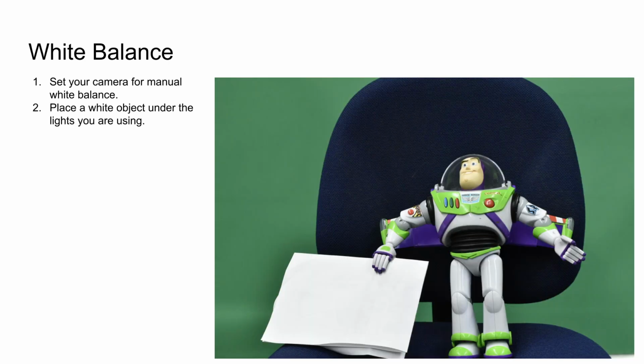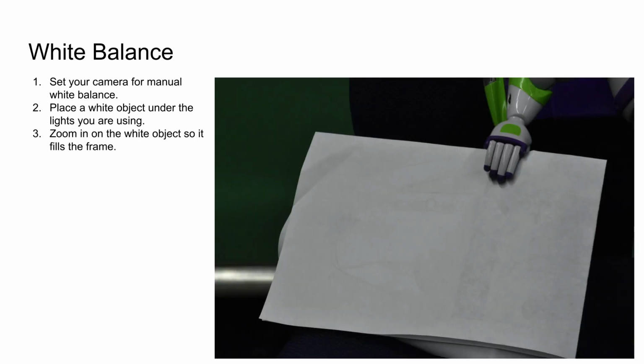Once you've accomplished that, you need to take a white object and put it under the lights that you'll be shooting in. So I'm shooting an interview with Buzz Lightyear here. I gave him a white piece of paper to hold for me, and I made sure that the production lights I'm using were turned on. The next step is to zoom in on that white object. You want to fill the viewfinder as much as you can with only white. You don't want the camera to get confused by extra colors. Here I've got a little bit of his hand in there. There's some purple and some green. It's not ideal, but there's just a little bit of it. It shouldn't be too bad.